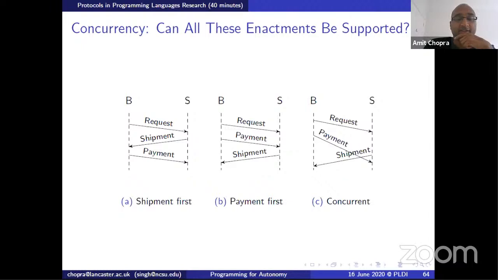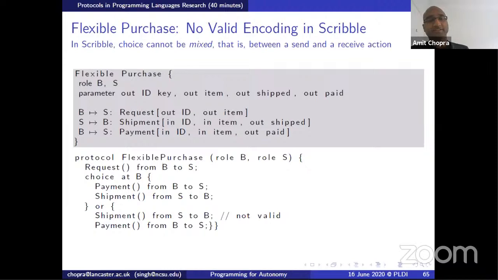In this example, the buyer will wait to receive the shipment, which is allowed in this protocol, and then the buyer sends the payment. And enactment B is supported because the enactment where the seller waits to receive payment before sending shipment is also supported in the BSPL protocol. Now let's specify the same protocol in Scribble.